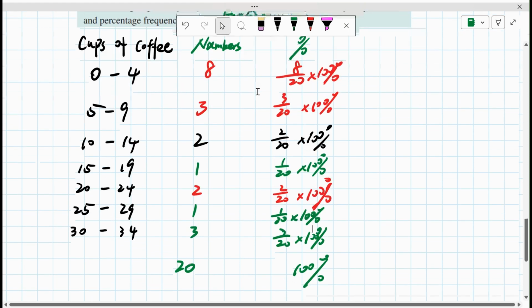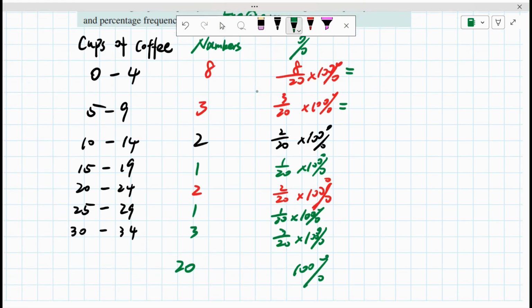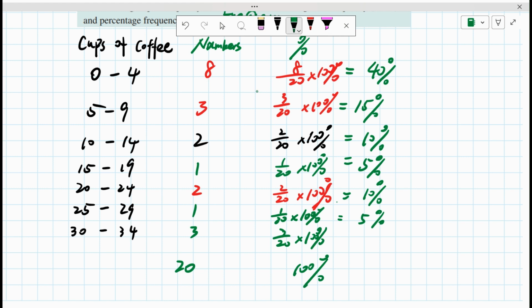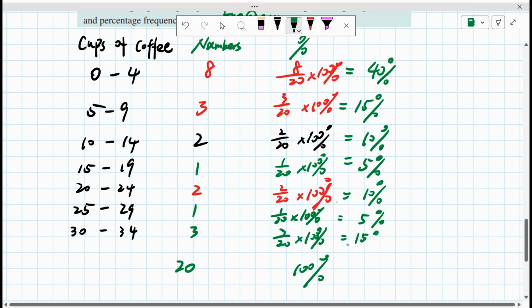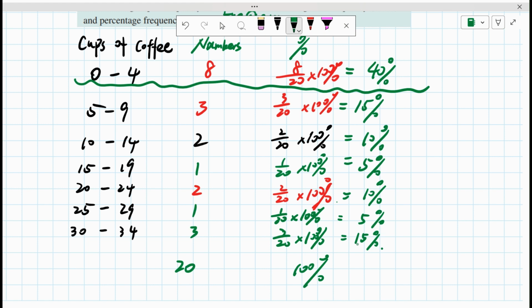And there you go. Once you finish, you can calculate it. That's 40%, that's 15%, and that's 10%. That's 5%, that's 10%, and that's 5%, and that's 15%. So we can say the highest one will be the 40%, which is 0 to 4. So 8 people drink from 0 to 4 coffees per week.